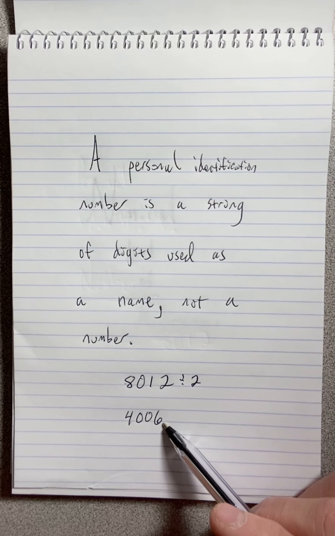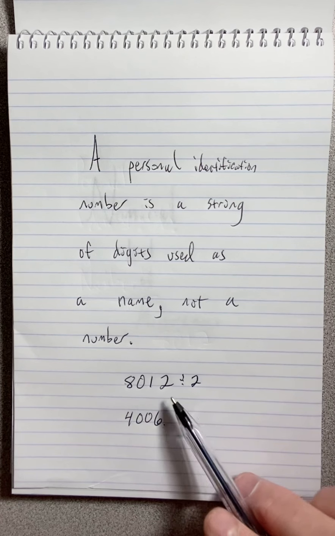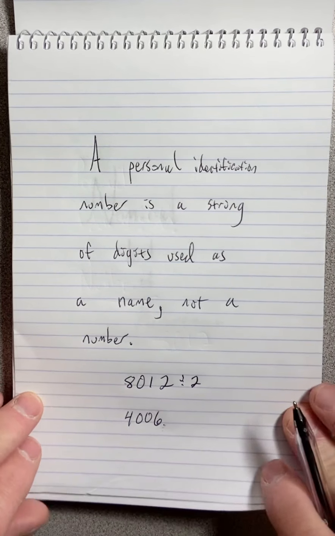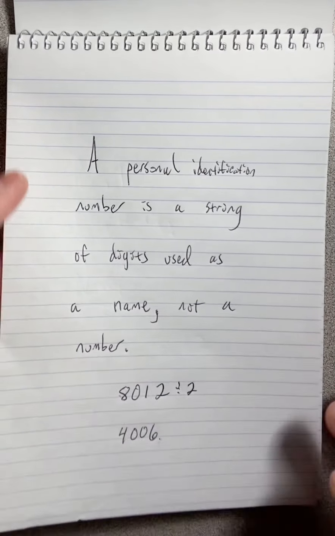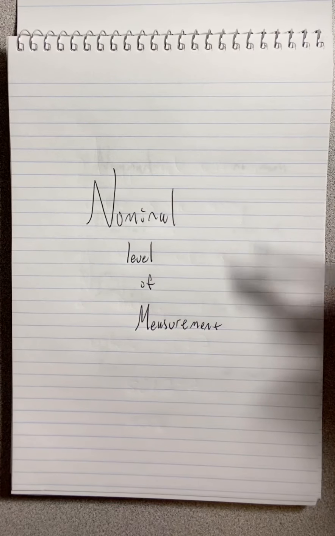It's maybe somebody else's PIN, but it's not the PIN of somebody that's half as important as you, or half as tall as you, or half as anything as you. It's just some random other string of digits, and it means nothing. So that means when you cut it in half and it means nothing, your PIN is not actually a number. In statistics, what we call it is a nominal level of measurement.